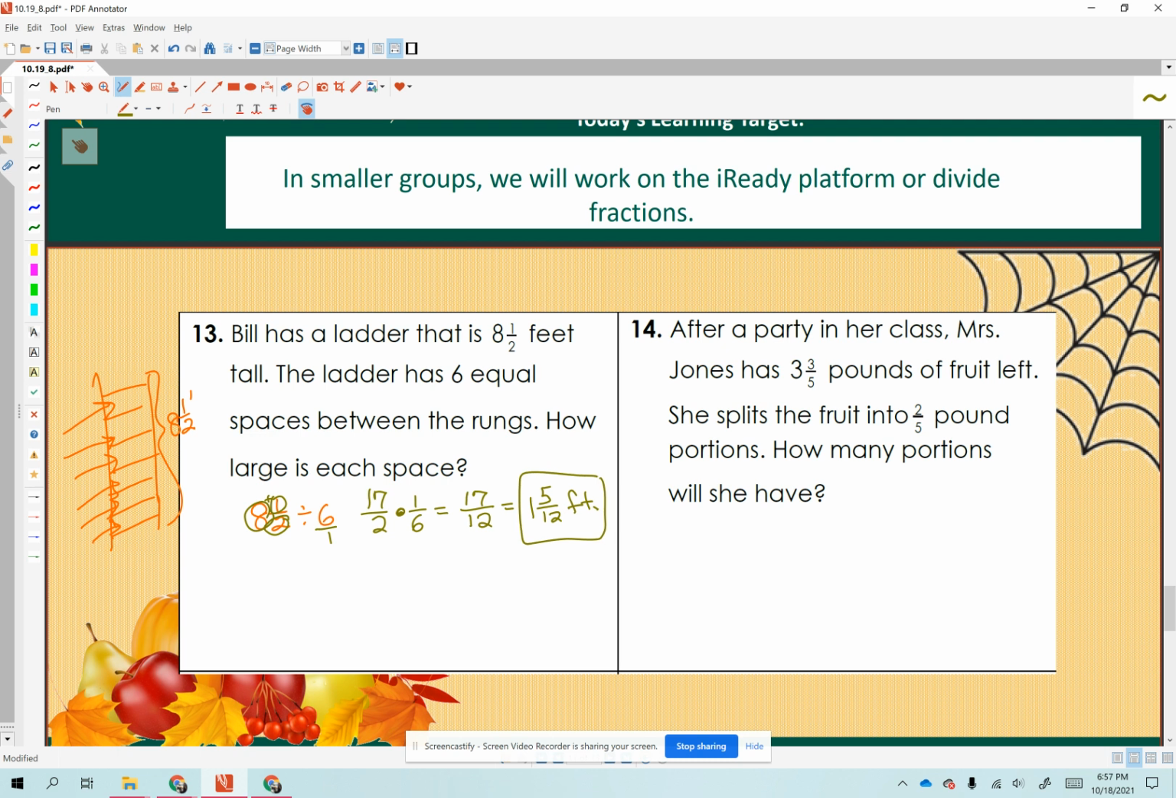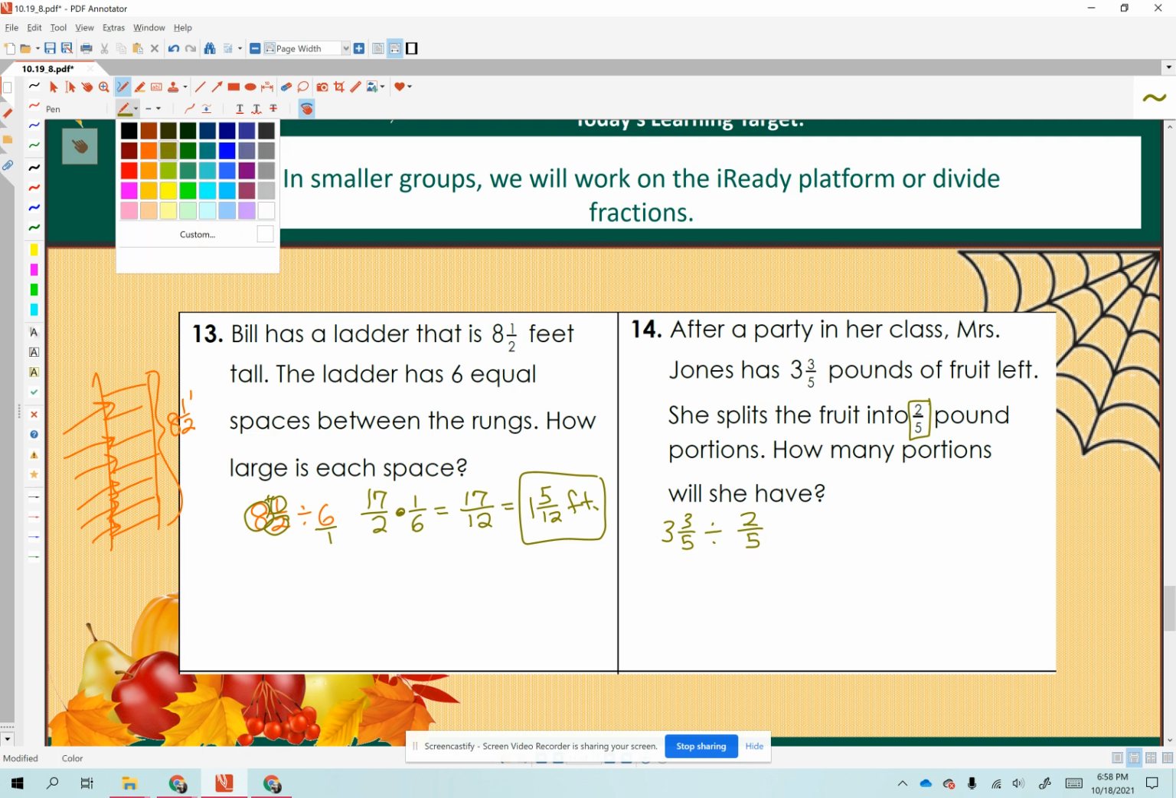Number 14, after a party in her class, Mrs. Jones has 3 3/5 pounds of fruit left. She splits the fruit into 2/5 portions. How many portions will she have? So we're going to take that 3 3/5 and we will divide it by 2/5 to see how many portions she has that she can give away to people who want some leftovers. So we will start with converting that 3 3/5 to an improper fraction.